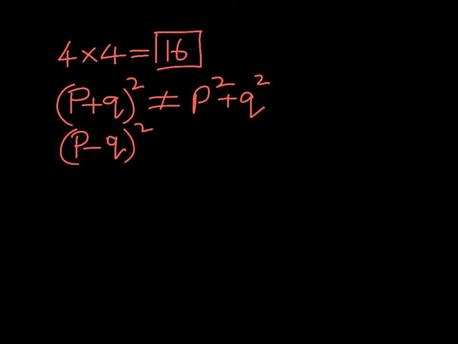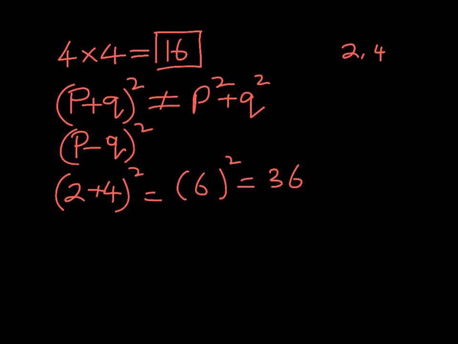Now let's use a numeric example to explain this. Let's say we have two numbers, 2 and 4. Let's say P is 2 and Q is 4. So (2 plus 4) squared will be what? 2 plus 4 is 6, squared, which will be equal to 36.